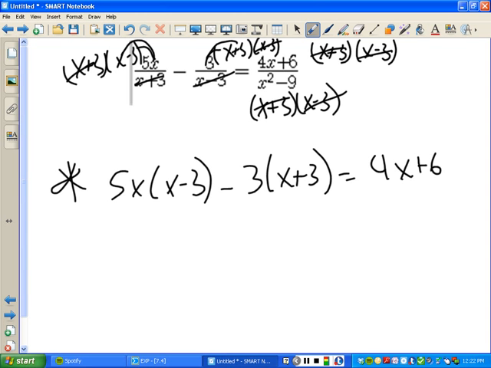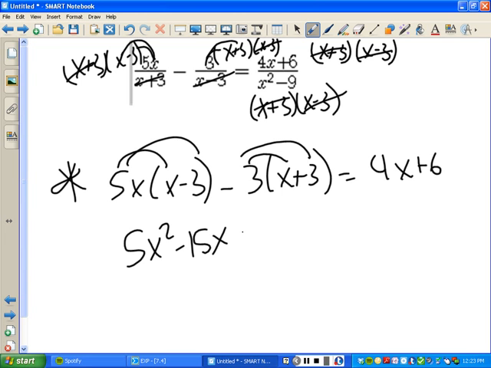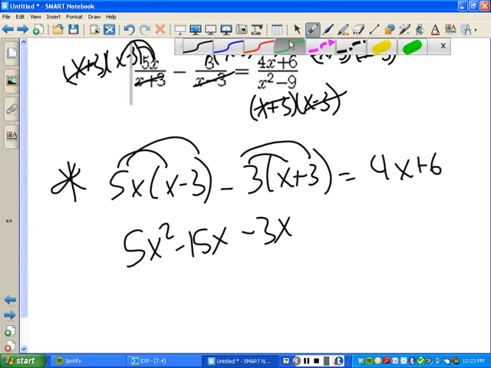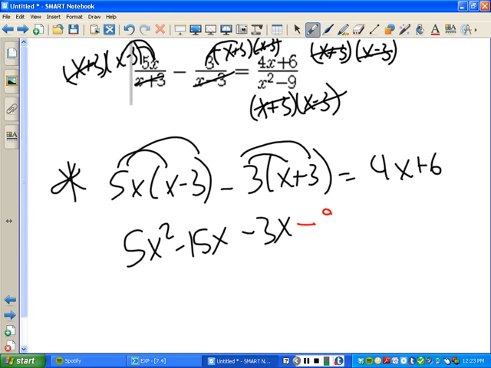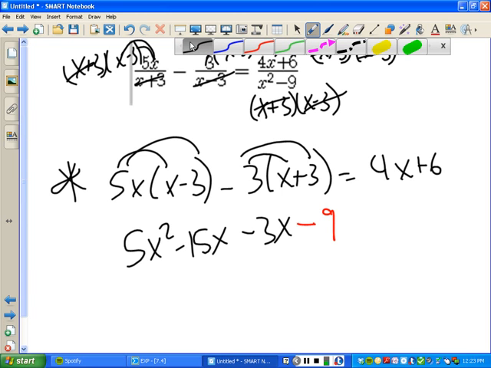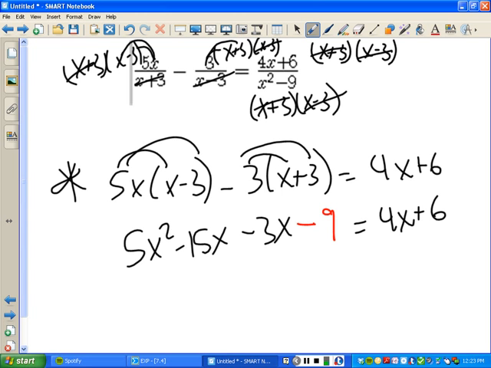Okay? And the reason why they make that mistake is half the time they get the right answer, they feel good about themselves. The problem is the other half the time they get the wrong answer, and almost always on the test. So, wait to distribute. Why? Because you get 5x squared minus 15x minus 3x minus 9 equals 4x plus 6. That minus 9 is the cause of about 85% of the people who miss the problem. They put plus 9. And in a problem like this, that's catastrophic.